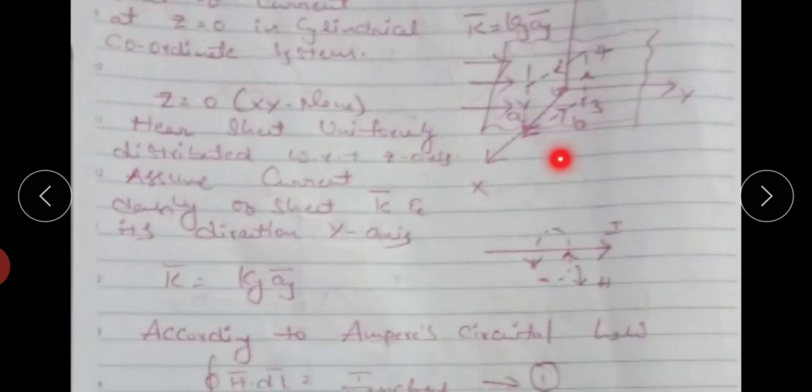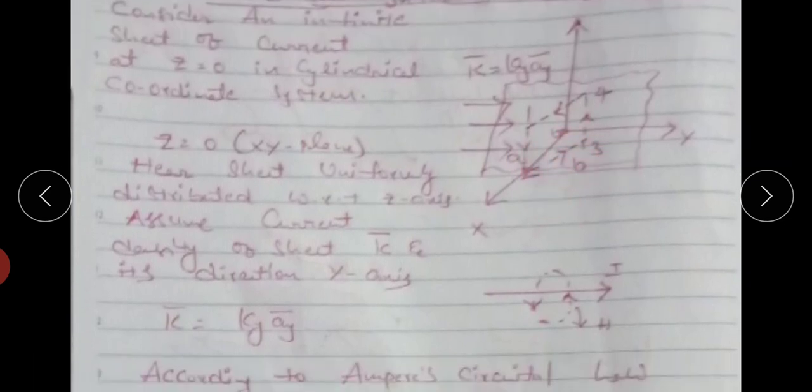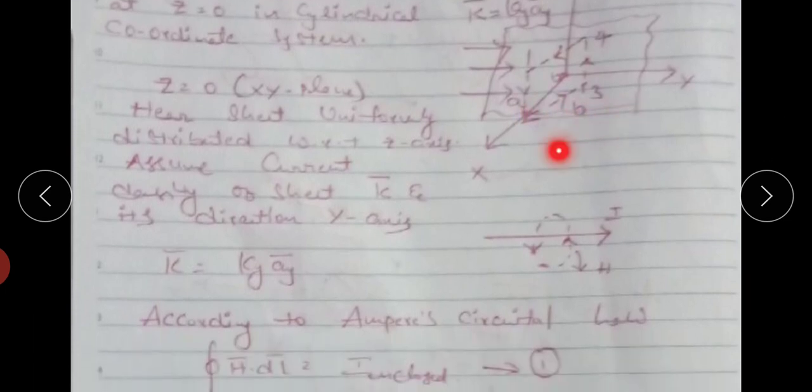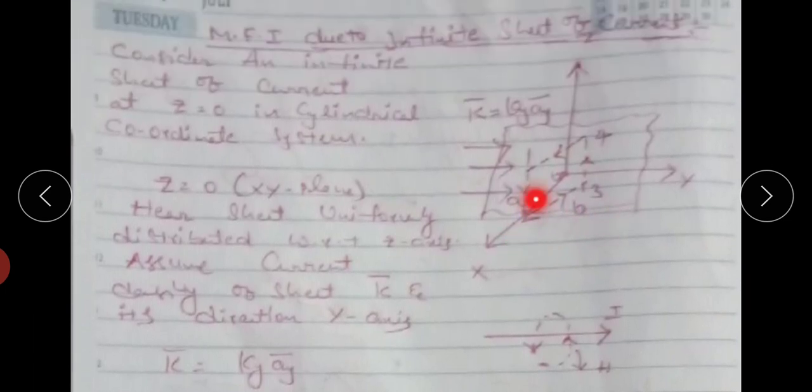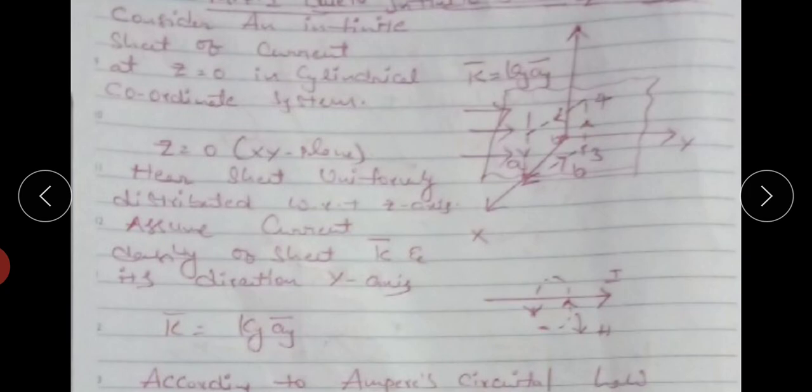So 2 to 3 magnetic field intensity component equals Hx into minus ax bar, and the 2 to 3 length equals b. In this direction the unit vector equals minus ax bar. So Hx into minus ax bar dot b into minus ax bar. So for 2 to 3, H bar equals Hx into minus ax bar, and dl bar equals b into minus ax bar.